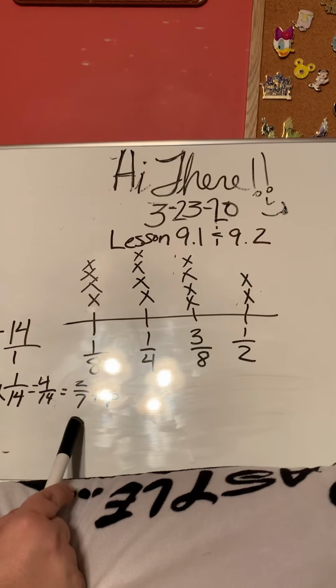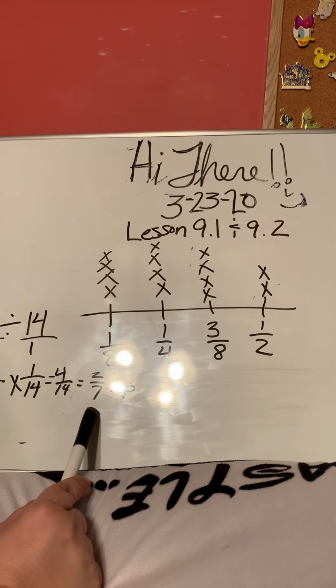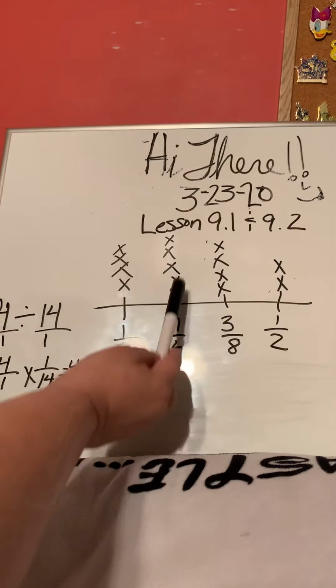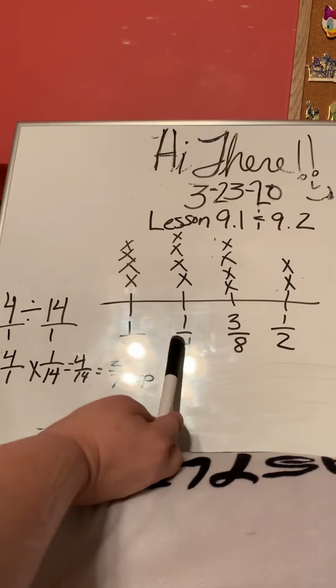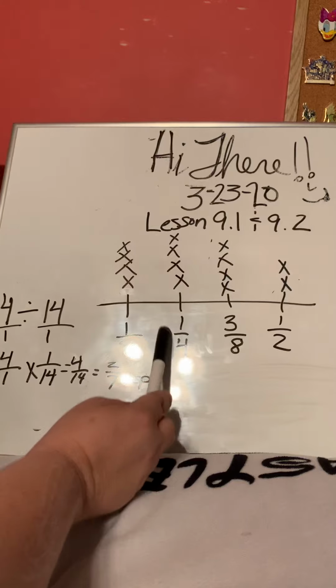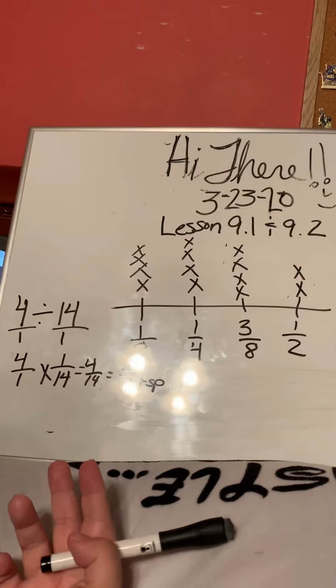Does that make sense? Well, 2/7 of a teaspoon would fall somewhere right around here, just under 1/4. So yes, it would make sense.